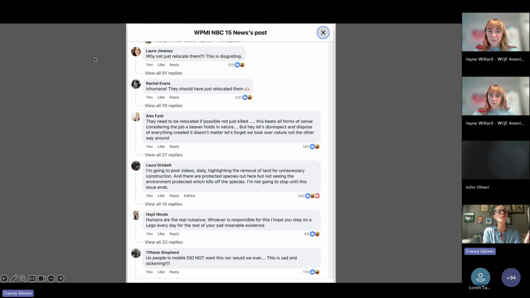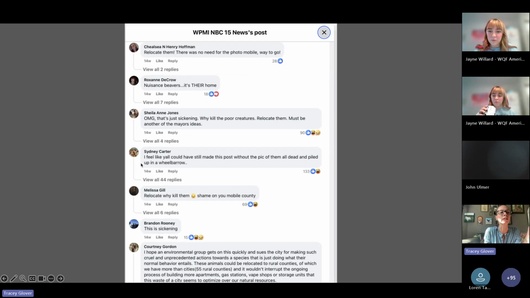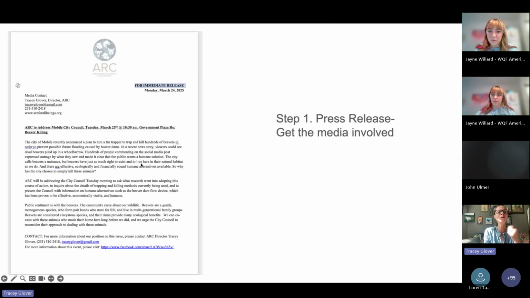these comments like, why not just relocate them? This is inhumane. They need to be relocated. I think we all just have the same instinct, like why are we killing them? And just a few more comments. Again, I was encouraged to see that, although the media story was so insensitive, the public reaction seemed to me heartening, that people just shared my same instincts. Like, why are we doing this? Besides the fact that I didn't even know that we had these amazing animals in this area until I saw this post.